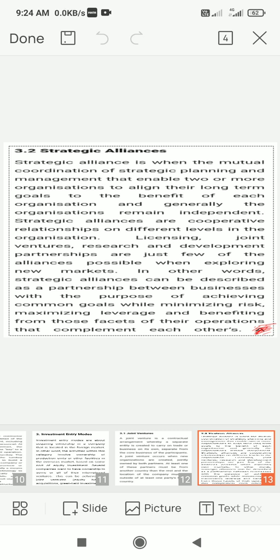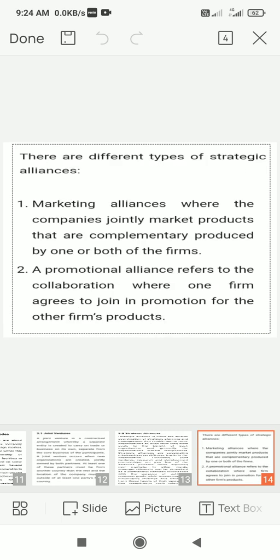Here given some alliance examples, like marketing alliances, where your company and my company jointly market the products, which is beneficial to both of them. Number two, which is next, is called promotional alliance. Means you can see a collaboration where one firm agrees to join in promotion for the other firms.